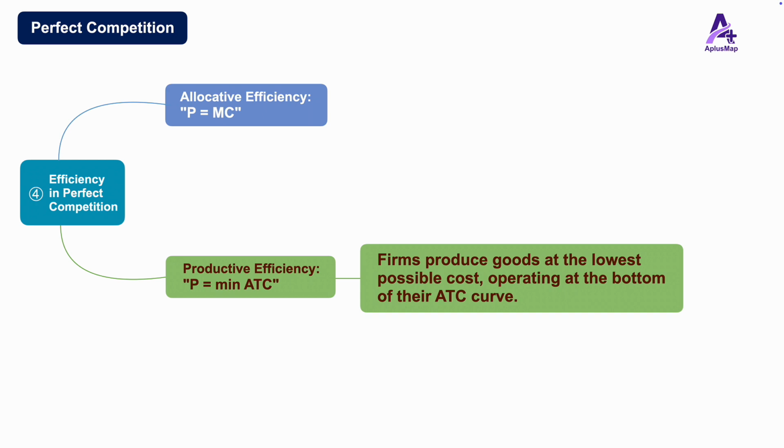Got it. So productive efficiency means lowest cost production. Price equals the minimum point on the average total cost curve. And the remarkable thing about perfect competition, especially in its long-run equilibrium, is that it achieves both allocative efficiency, price equals MC, and productive efficiency, price equals minimum ATC, simultaneously. Which is pretty rare in other market types, right? Very rare. That combination makes it a really important theoretical benchmark for evaluating how well other real-world markets are performing.